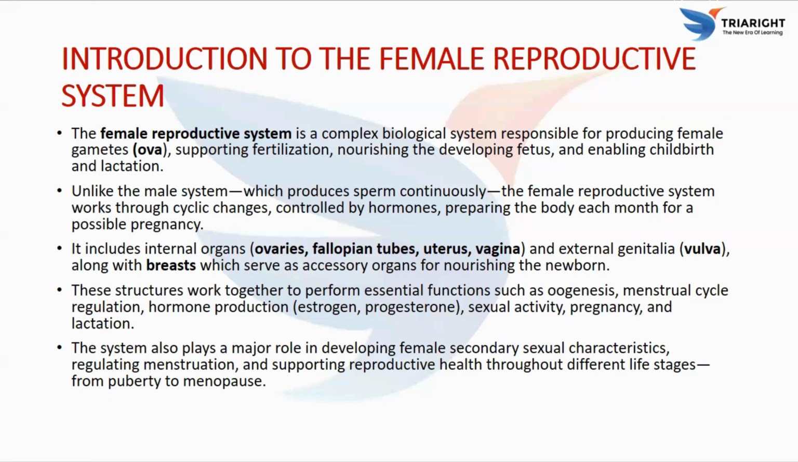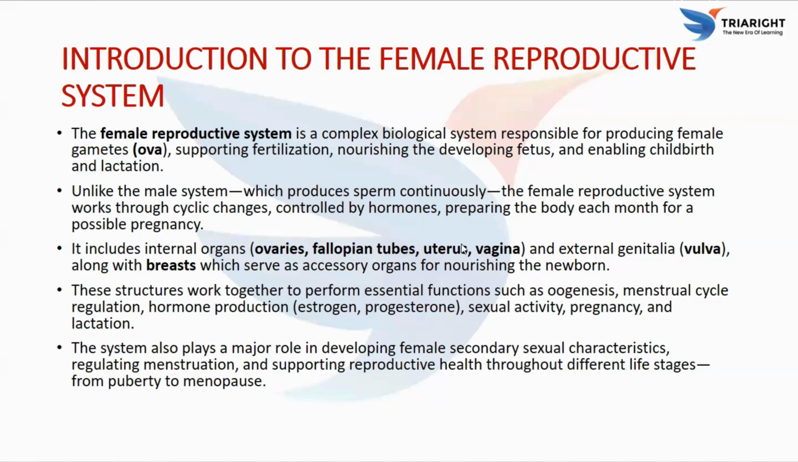So what are the main organs of the female reproductive system? There are internal organs as well as external organs. The internal organs are the ovaries, which make eggs and produce hormones like estrogen and progesterone, and the fallopian tubes, which carry the egg from the ovary to the uterus. This is the place where fertilization takes place.